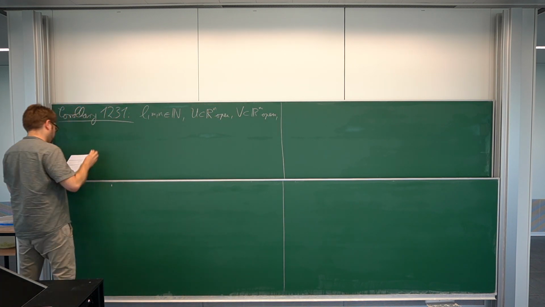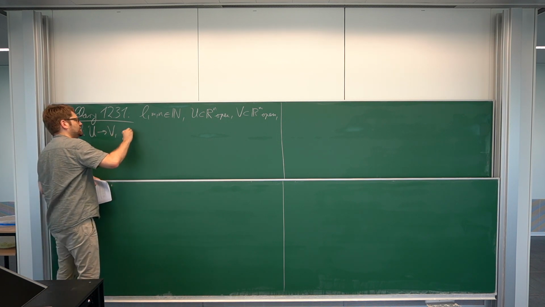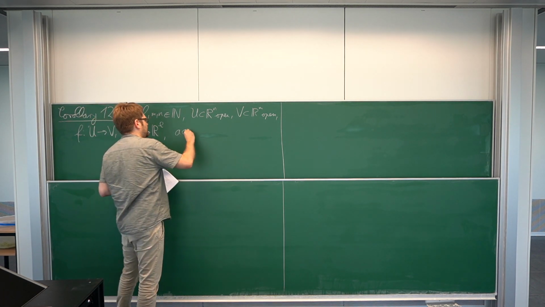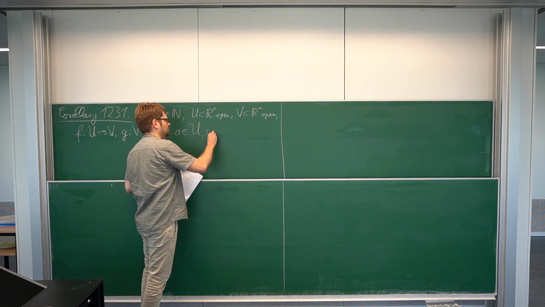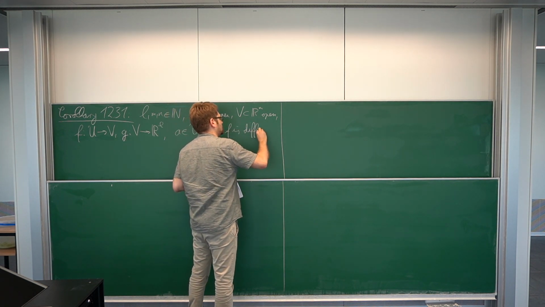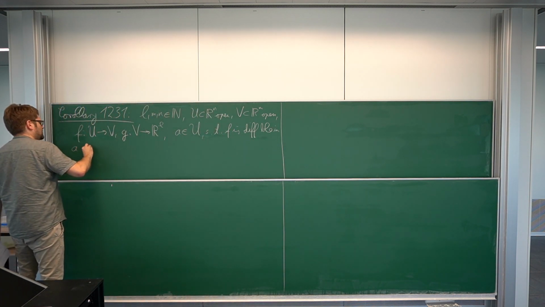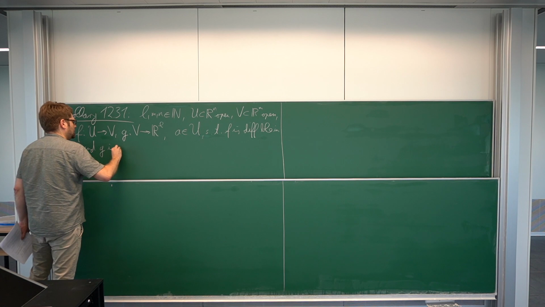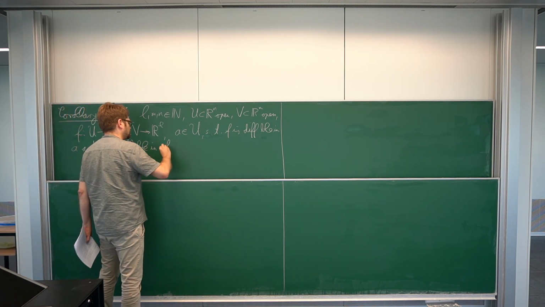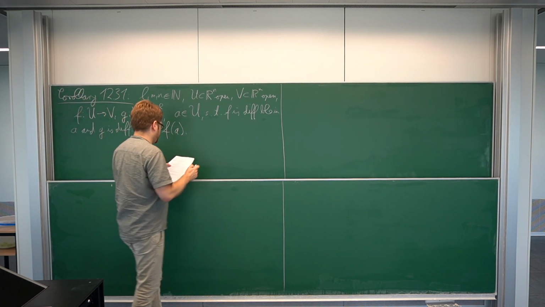And we have f going from U to V, g going from V to R^l, and a point a in U such that f is differentiable in a. And guess what? g is differentiable in f(a). Okay, so much for that.